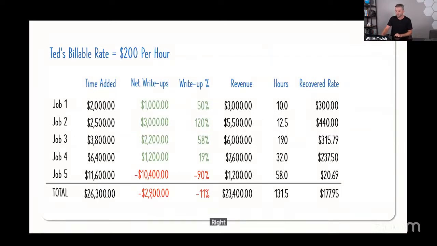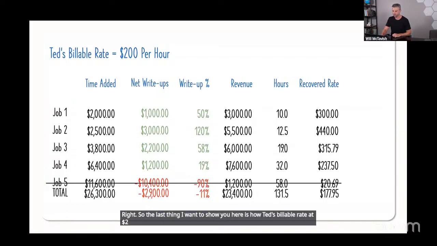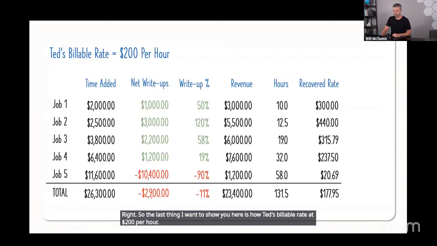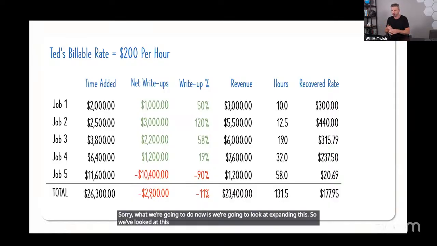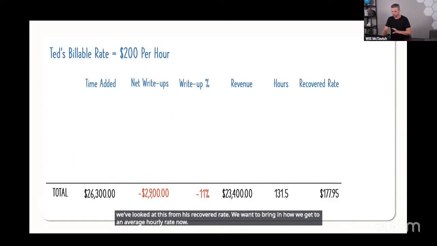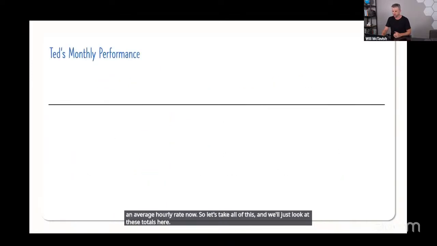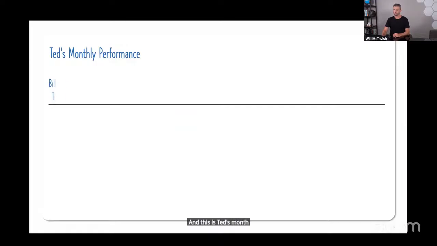Right, so the last thing I want to show you here is TED's billable rate at $200 per hour. Sorry, what we're going to do now is look at expanding this. We've looked at this from his recovered rate. We want to bring in how we get to an average hourly rate now. So let's take all of this and look at these totals here. And this is TED's monthly performance.